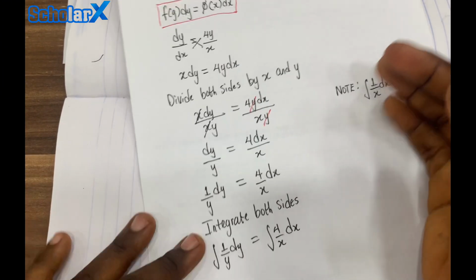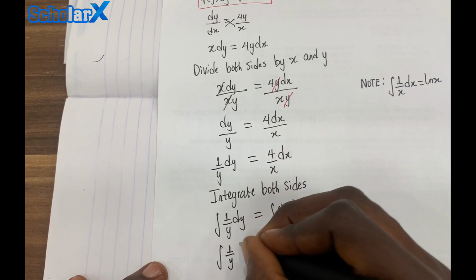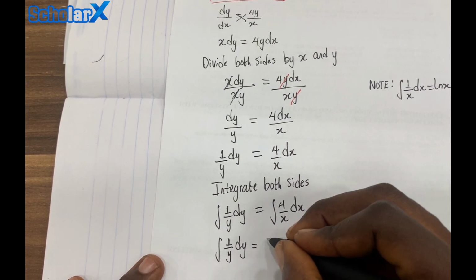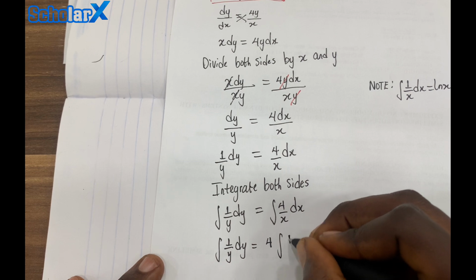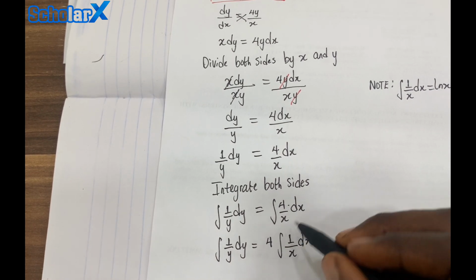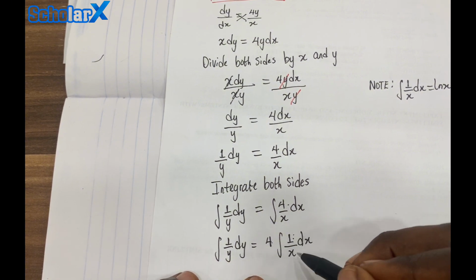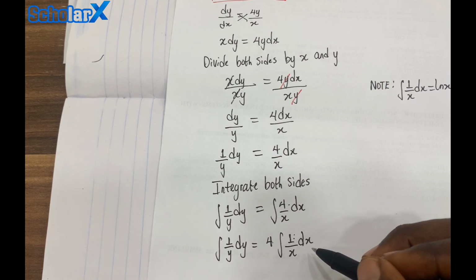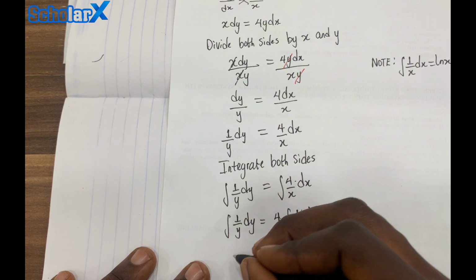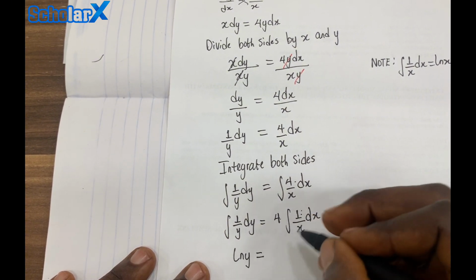Before we do that, let's still write the integral of 1 over y with respect to dy equals, now, we've been taught that when we are integrating, we bring out our constant. So it's going to be 4 times the integral of 1 over x with respect to dx. 4 is a constant here because it's a number, so we bring it out. If you multiply it back, 4 times 1 still gives us the same integral of 4 over x dx. Now we can integrate. If we integrate 1 over y with respect to y, we have ln y equals, and if we integrate this, we're going to have what?